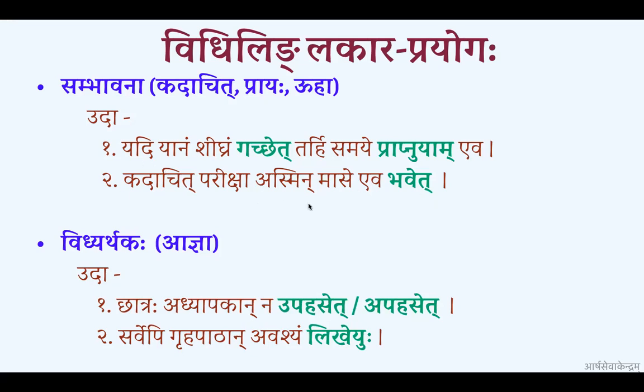Sometimes it happens in this month, or it may happen in this month. Here again, you are indicating a possibility, or a uha in this case, or prayaha, probably. So you don't know, but you are saying it may happen this month. So you are not certain. You can't say for sure it will happen. Kadachit. So this lakara is used when you want to indicate a sambhavana, a possibility of something happening. Dhanyavadaha.